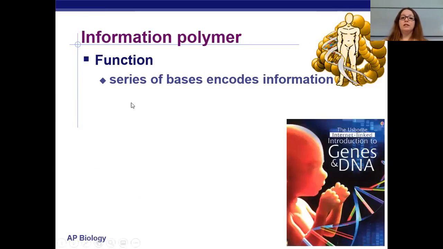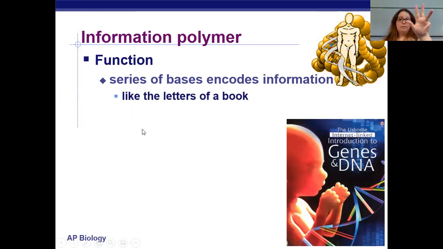The function is a series of bases encoding information. The bases are adenine, cytosine, thymine, and guanine, A, T, G, C. It's like the letters of a book. It's only 4 letters, right? But the combination that you put them in and the order that you put them in reads differently. So if you were GCCCTA and somebody else was GGTAC or whatever, their proteins are going to be different.